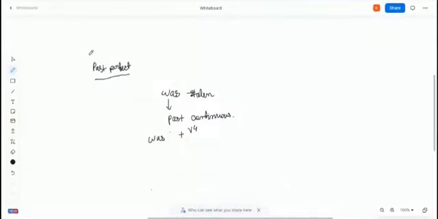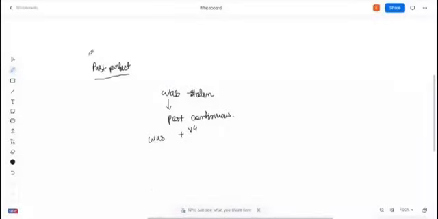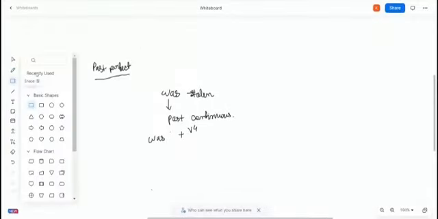Past continuous is something happening in the past, at that time it was happening. Like, I was reading a book at that time. I was reading a book yesterday, yesterday at this time. So something like that. Is it clear? Yeah, clear.